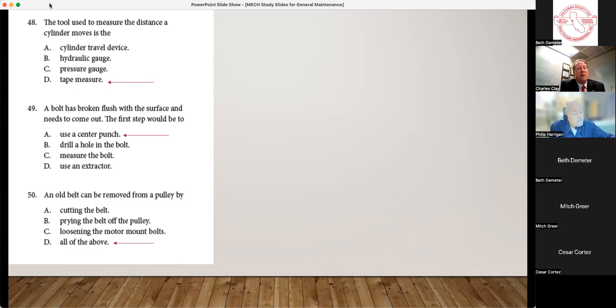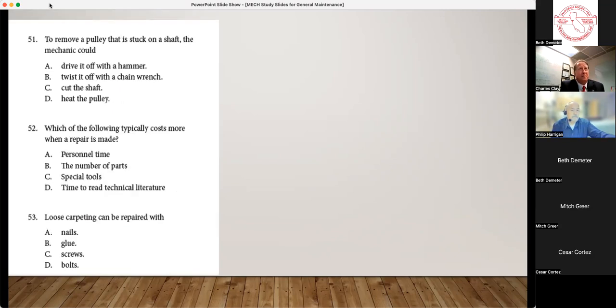Use a center punch. Question 50, the old belt can be removed from the pulley. You're not going to salvage the old belt. So cutting it off, prying the belt off the pulley, loosening the motor mounts, all of those are ways to remove the belt. I prefer actually cutting the belt off. But next slide, please.